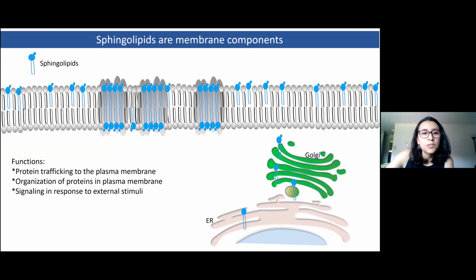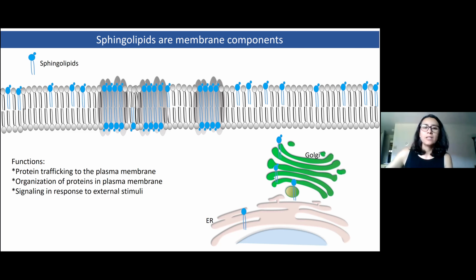Some of them, as you can see in this cartoon represented as this blue lipid here, are part of the plasma membrane, but they are also part of other membranes inside the cell, like the ER, and they get trafficked to the Golgi. On that route, they also help proteins being trafficked from the ER to the plasma membrane. And once in the plasma membrane, these sphingolipids also function as platforms for other proteins to organize and carry out their function. They can also serve as signaling molecules when the plant is responding to different stresses.